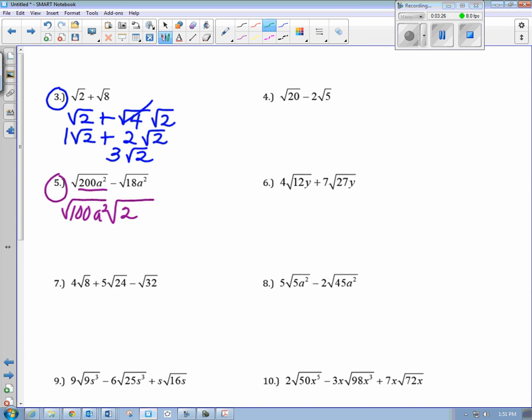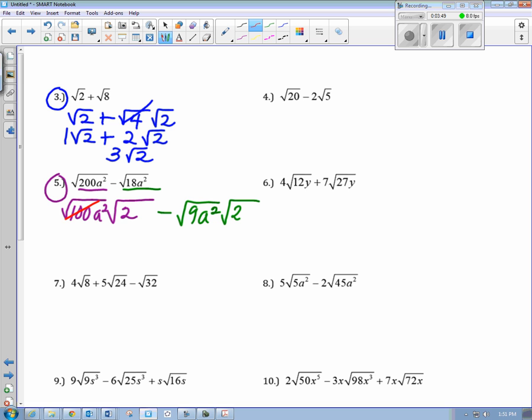And then I have to simplify the second one. Remember, there's a minus sign between them. And when I simplify the second one, 18 I'm going to split into 9 times 2. I use 9 times 2 because 9 is a perfect square. A squared is a perfect square. So I've split that into 2 parts. I'm going to go back and simplify now.